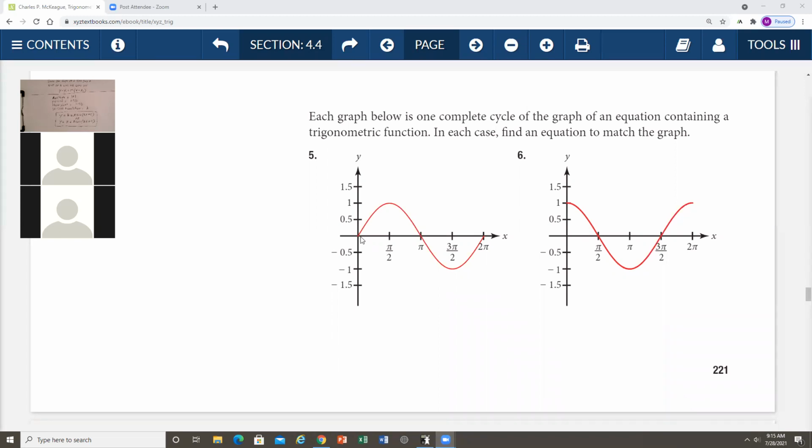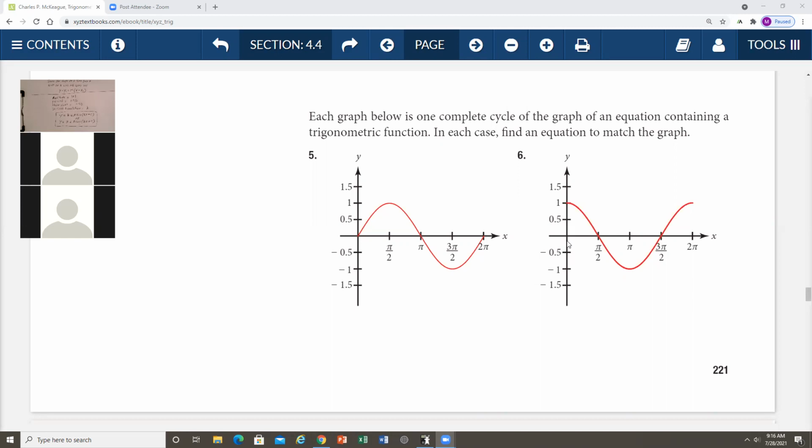And of course, if this graph here in number 5 was reflected about the x-axis, we need to have that one memorized, where the graph would start at 0 and then go down to its minimum value at pi halves, down to -1, come back through the x-axis at pi, max out at 1 at 3 pi halves, and then come back down to the x-axis at 2 pi. That would be the graph of y equals negative sine x.